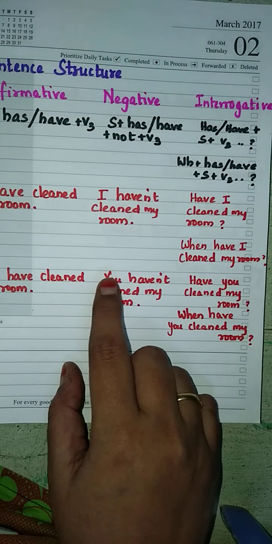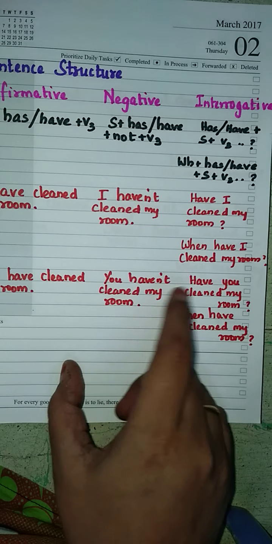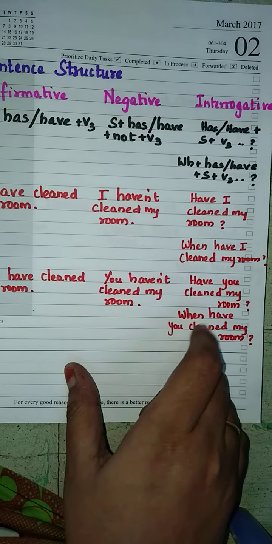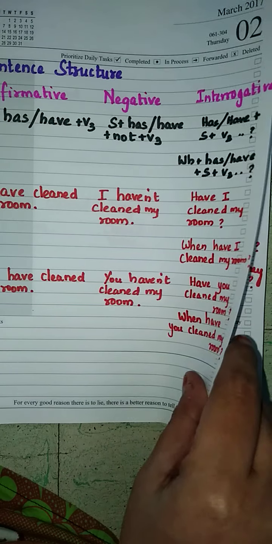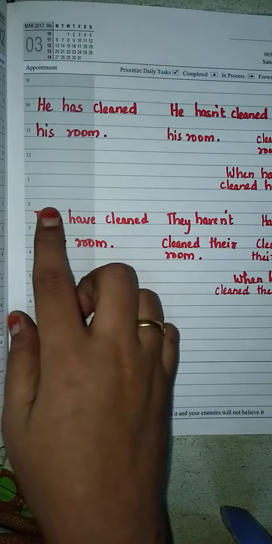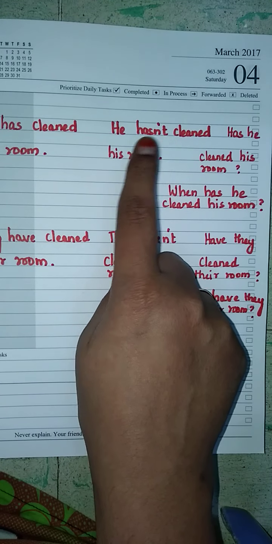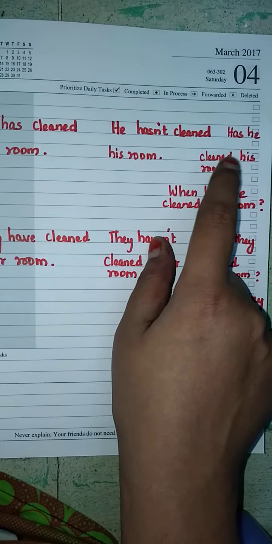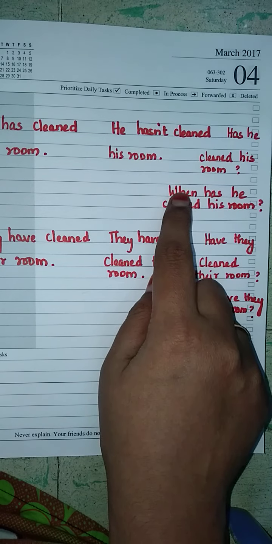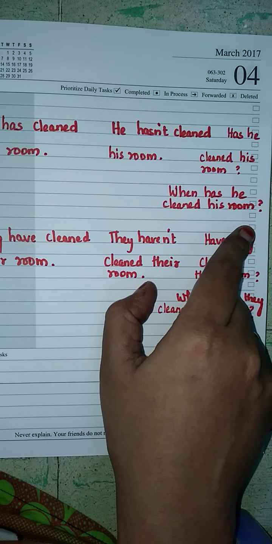Now see the next one. You haven't cleaned my room. Have you cleaned my room? When have you cleaned my room? Now see the next one. He has cleaned his room. He hasn't cleaned his room. Has he cleaned his room? When has he cleaned his room?